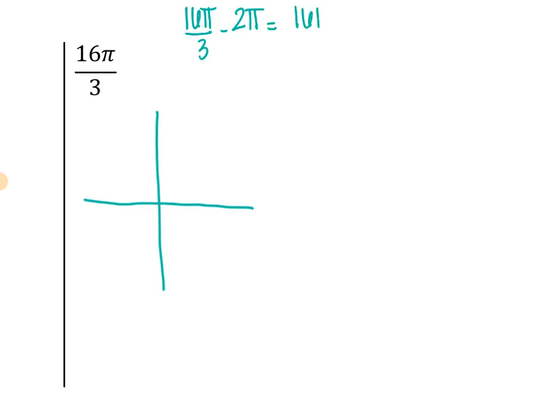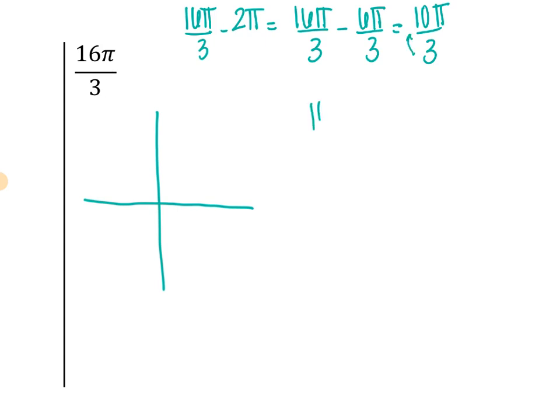So we're going to do 16 pi over 3. If we want to subtract those, we need a common denominator. 2 pi is the same thing as 6 pi over 3. Those are synonymous to each other. 16 minus 6 is 10 pi over 3. This still is larger than a full rotation. 3 goes into 10 more than 2 times.